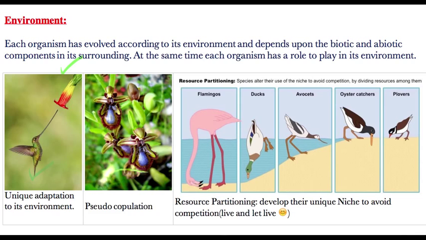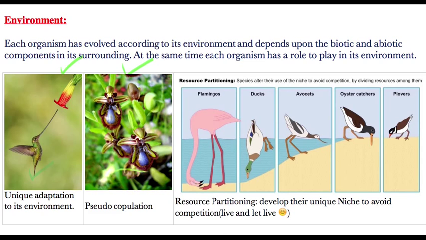Okay, similarly you have something called pseudocopulation. On a particular island, you have some species of flowers, or orchid, you can say, which has a typical shape of a bee. So a male bee takes it for a female bee. The male bee will sit on this flower or orchid, and they will pseudocopulate, so to say. And what will happen? The pollen will get stuck onto the bee, and likewise the pollination will happen. So this is also an example of adaptation.